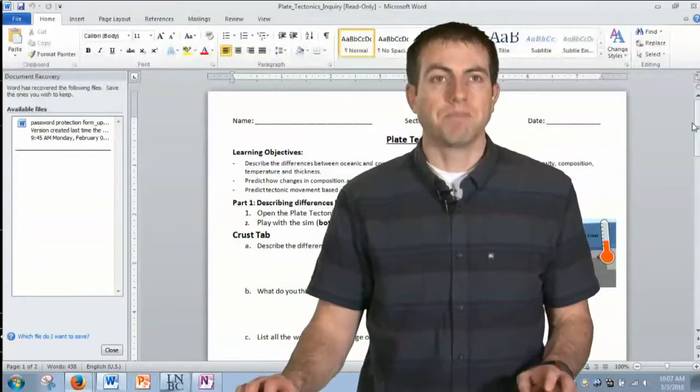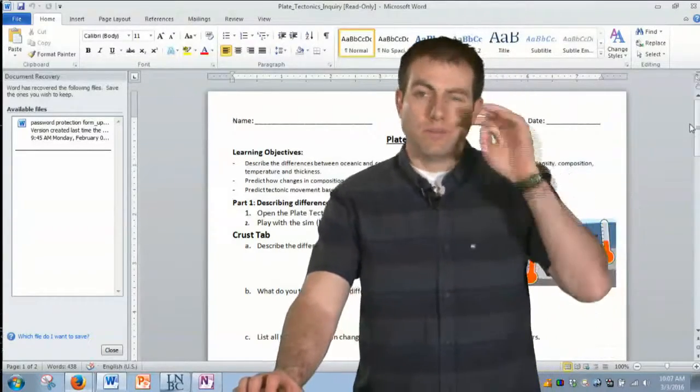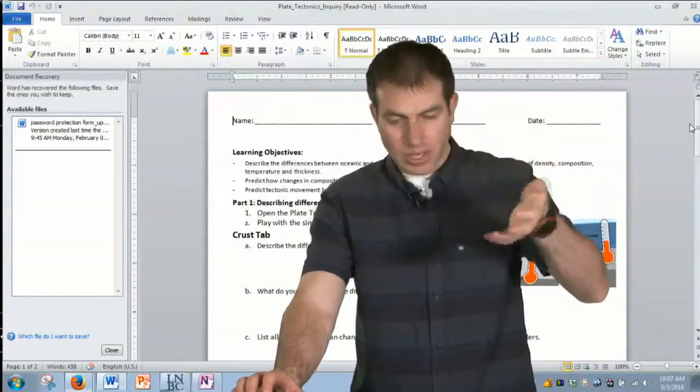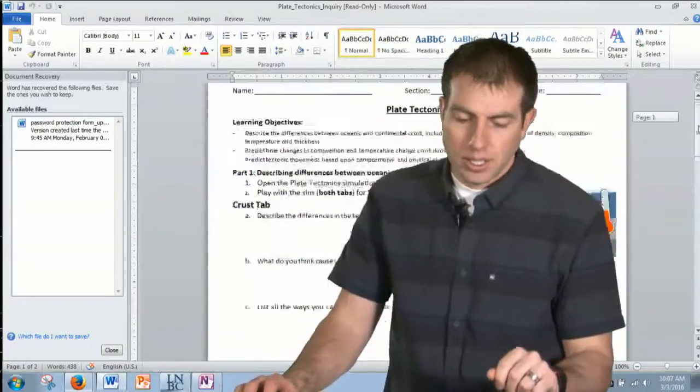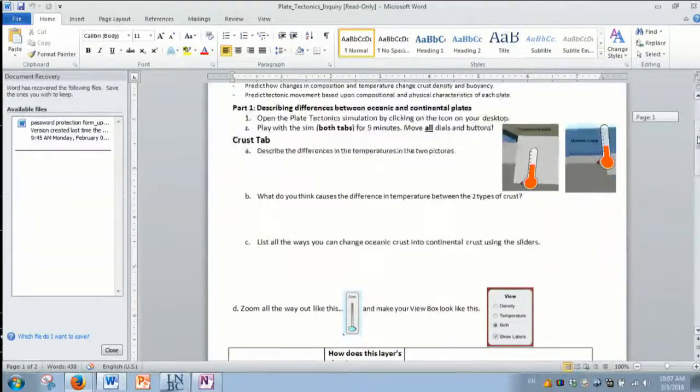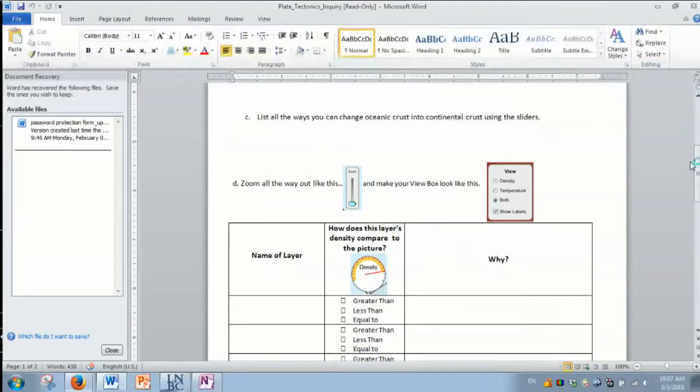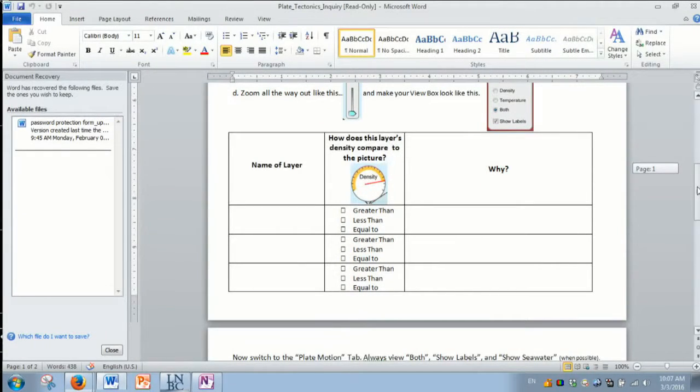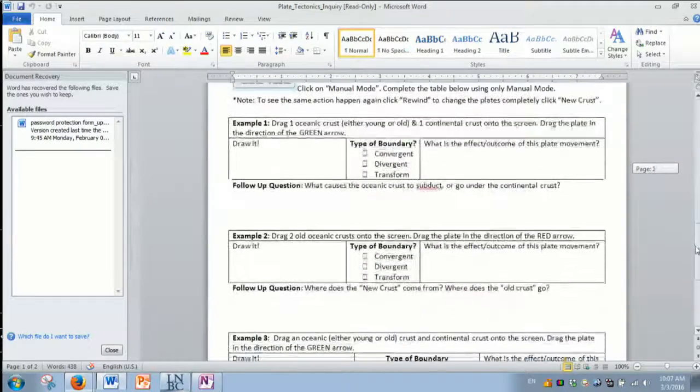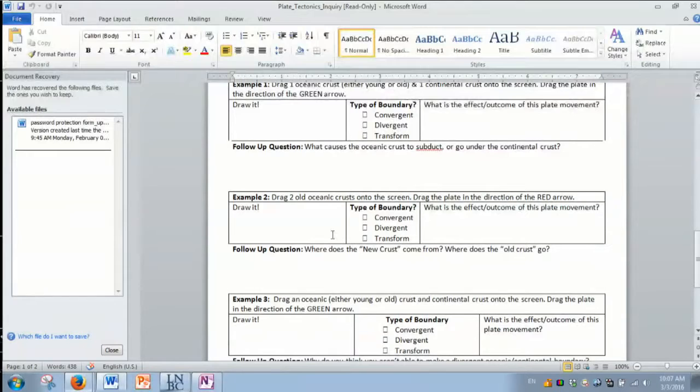It's just some pretty straightforward questions involving the simulator, I guess we'll call it, the simulation. It's asking things like, what's the temperature like? What do you end up with if you do this, greater than, less than, equal to, in the layers? And then it starts talking about the different types of plate interactions. So just draw a little picture. It doesn't have to be a Picasso or a Rembrandt, but just something where I can see what's happening. And then just talk about the outcome of it.